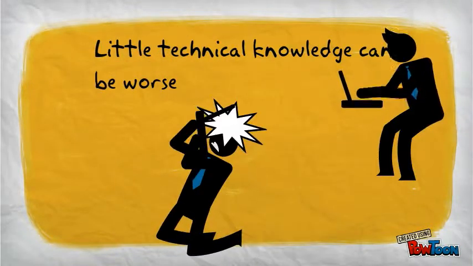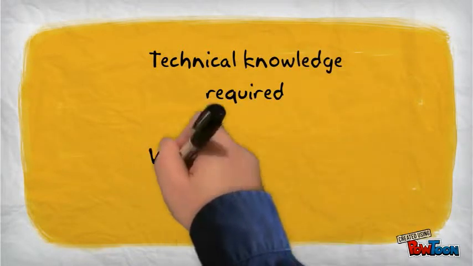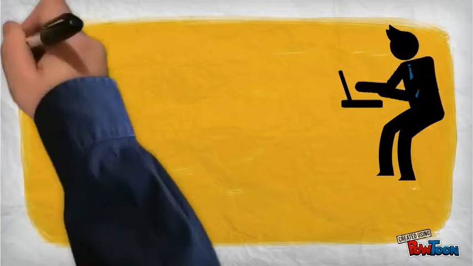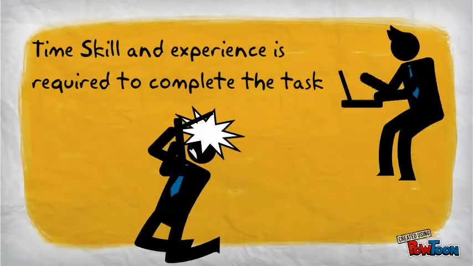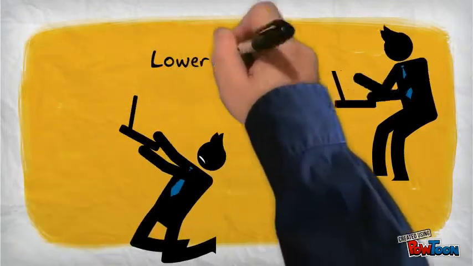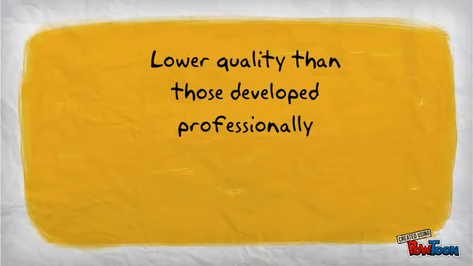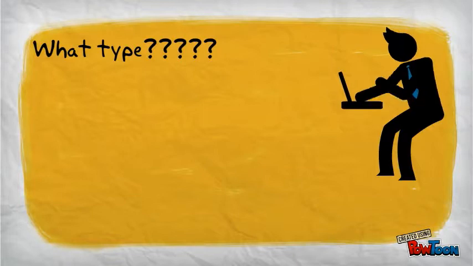With most information systems, the extent of technical know-how required is not obvious until well into the design stage. All too often, it's the small detail that takes time, skill, and experience to complete. In general, user-developed systems will be of lower quality than those developed professionally. So what types of project are suited to user development?